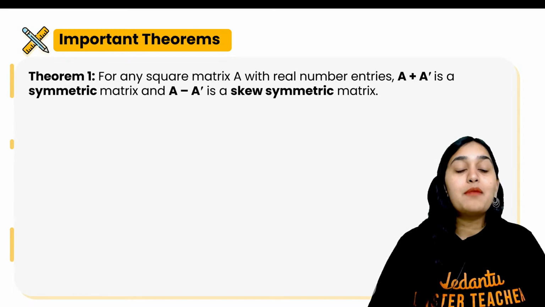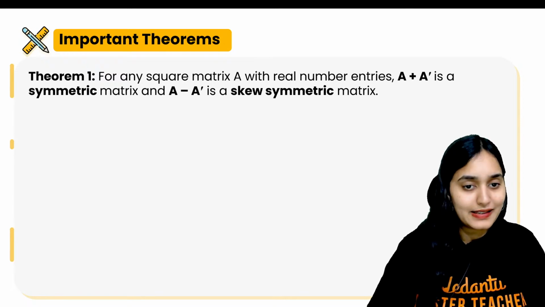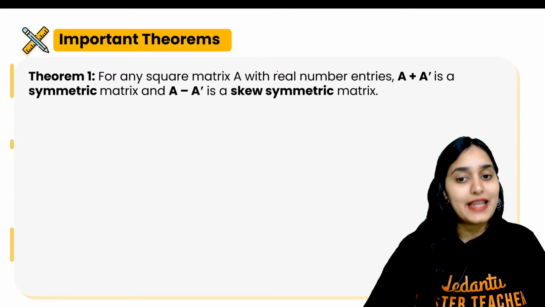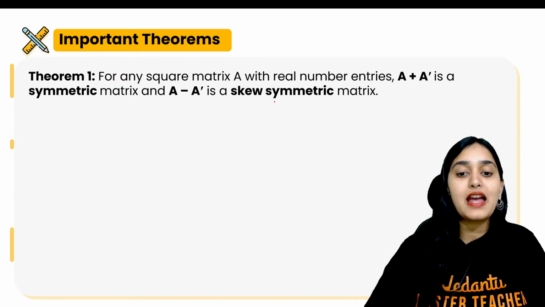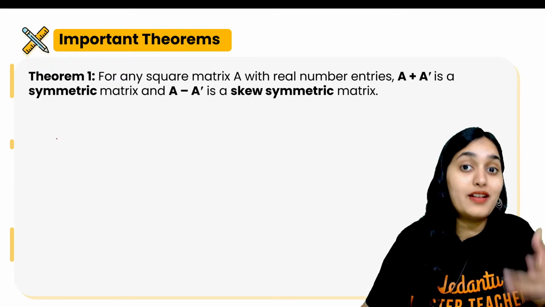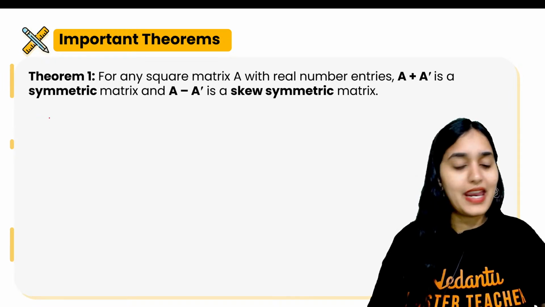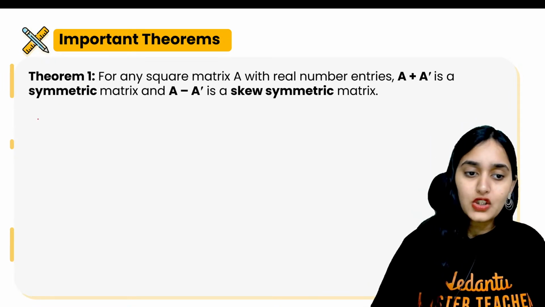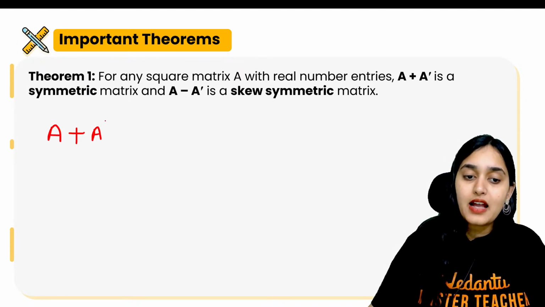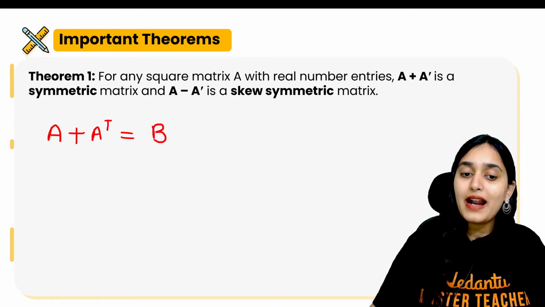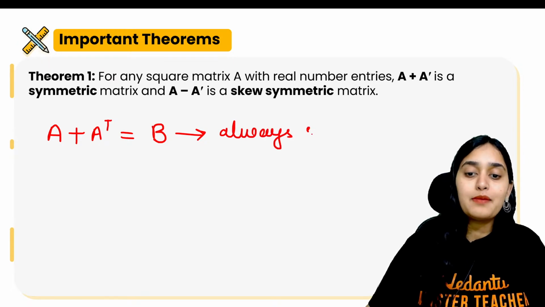Alright. Now, some important theorems related to symmetric and skew symmetric matrices. For any square matrix A with real number entries, A plus A dash is always symmetric and A minus A dash is a skew symmetric matrix. What does that mean? Suppose you take any given matrix. If you add A with A transpose, you will get a new matrix. This new matrix is always symmetric.